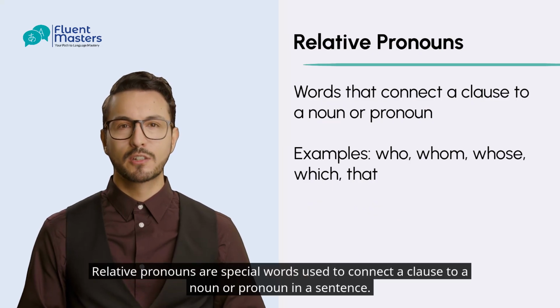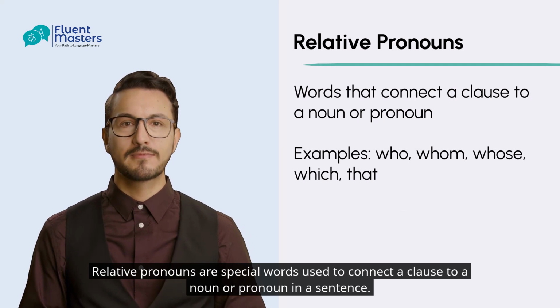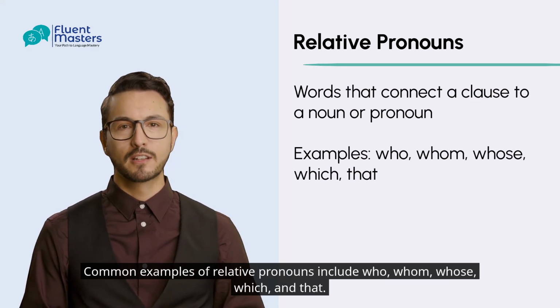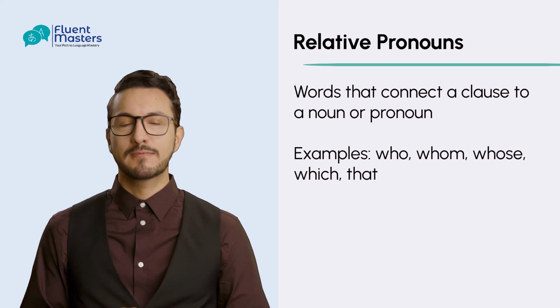Relative pronouns are special words used to connect a clause to a noun or pronoun in a sentence. These words help provide additional information about the subject or object. Common examples of relative pronouns include who, whom, whose, which, and that. Relative pronouns link clauses to add more details or descriptions.